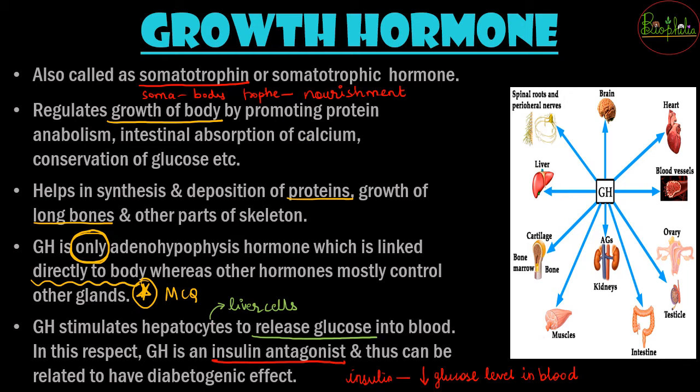So अगर growth hormone का secretion ज़्यादा हो रहा है, that can also be a chance wherein the glucose levels are increased in the blood, whereas insulin क्या करेगा? Blood glucose level को कम करेगा. So that is one thing that you should remember about growth hormone. So a question can come from here: growth hormone is antagonist to which hormone? So antagonist to insulin for the diabetogenic effect.